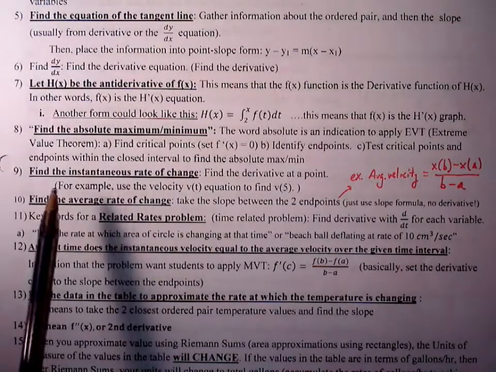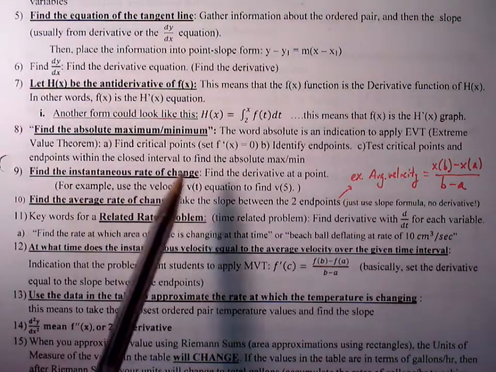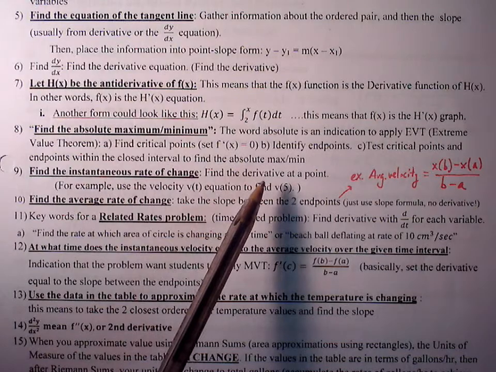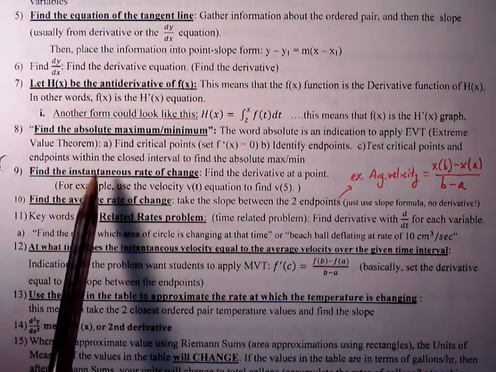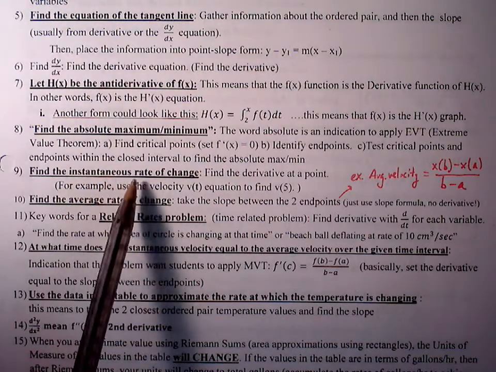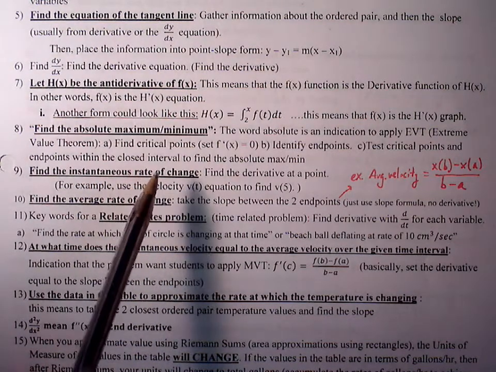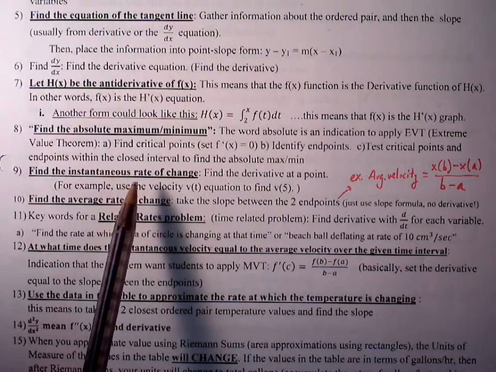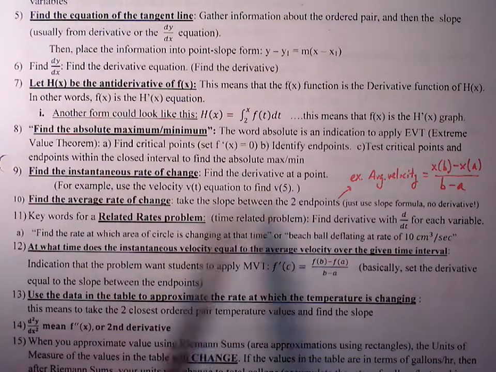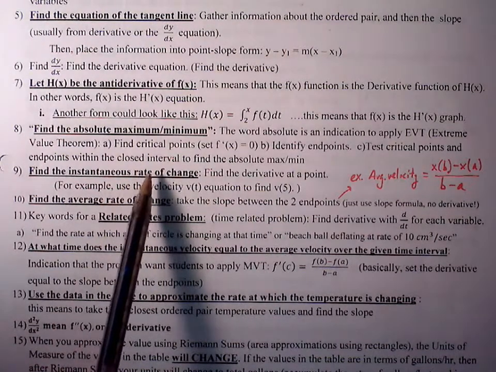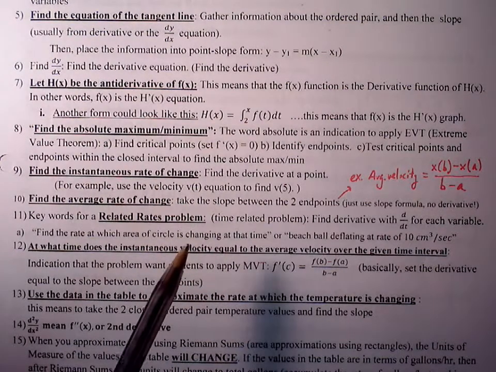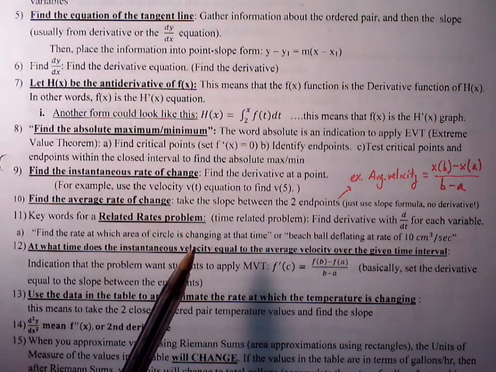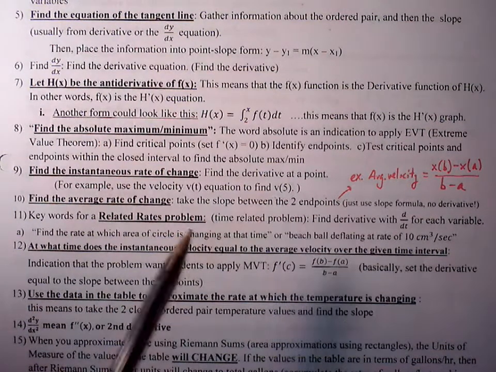Statement 9, find the instantaneous rate of change. This just means to find the derivative at a point. So if the problem says, given x of t is the position function of a particle, what is the velocity of the particle at t equals 5? That means we need to find the derivative of that position function to get the velocity, and then evaluate the velocity at that point.